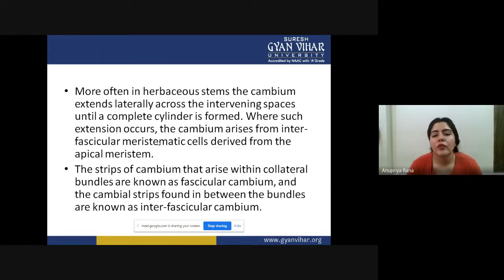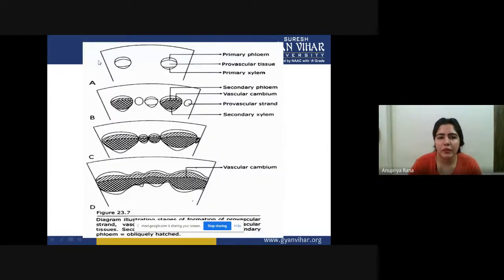More often in herbaceous stems, the cambium extends laterally across the intervening space until a complete cylinder is formed. So more often, the cambium has to be extended laterally. Laterally means side by side. Across the intervening spaces means whatever space is present in between them. This space has to be filled by the cambium, and for filling this, they form all these characters.